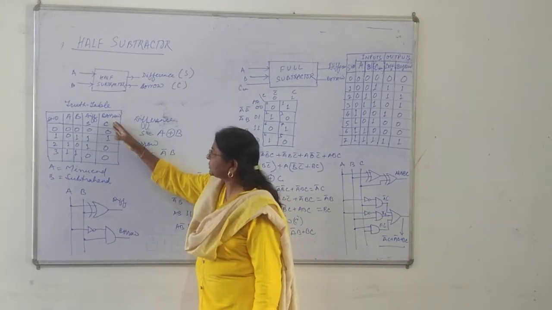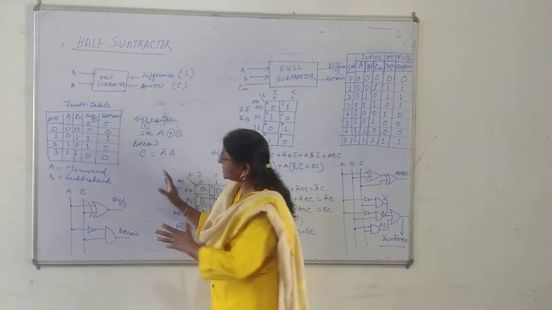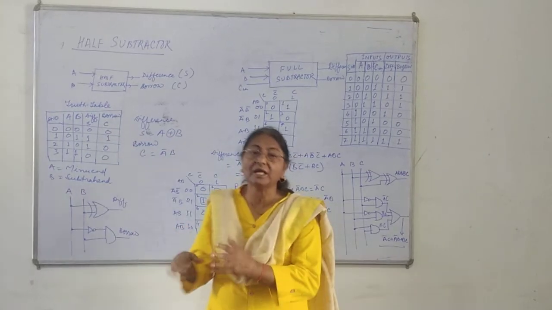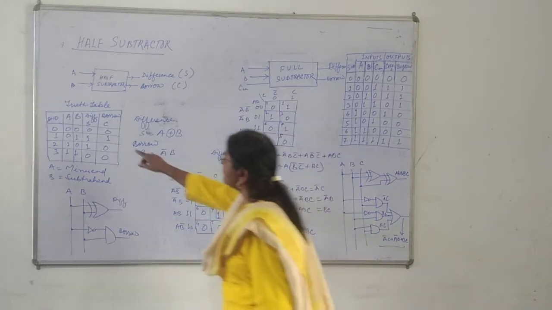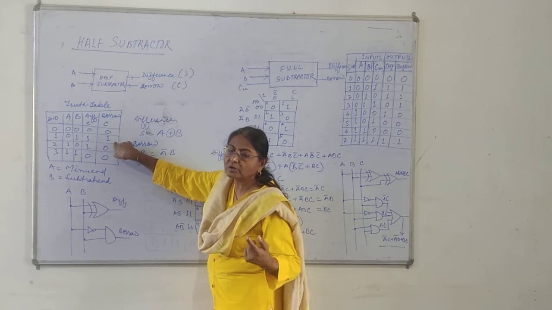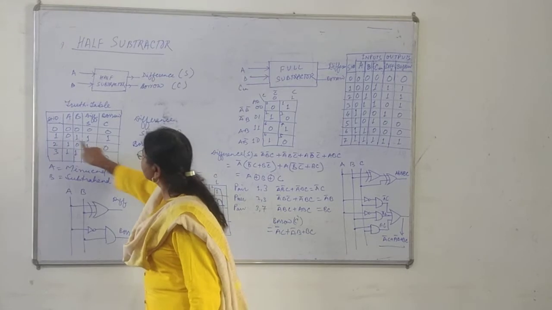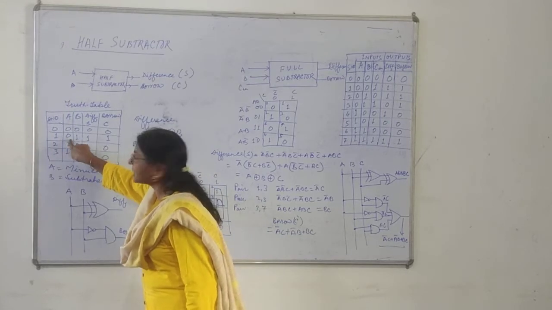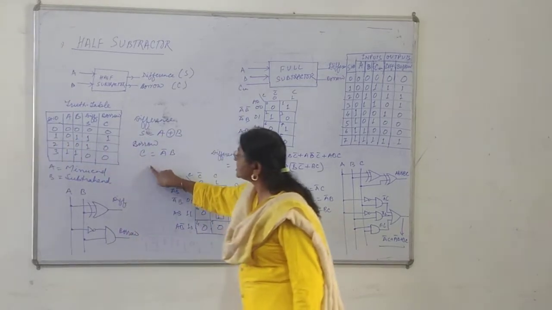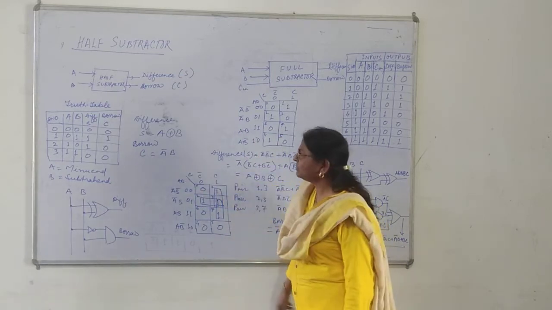Now we come to the borrow output. In the borrow output condition, we have a single one. So I have not made a K-map again, I have just written it directly. This is the only one. I have to consider only that input combination for which the output is logic one. So I have considered only this input combination, and I have written that the borrow is equal to A bar B.